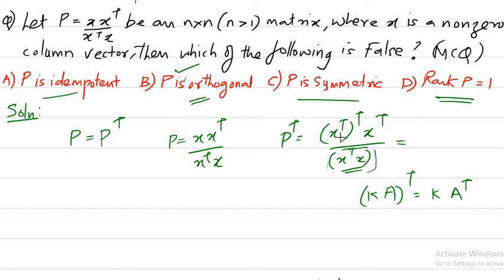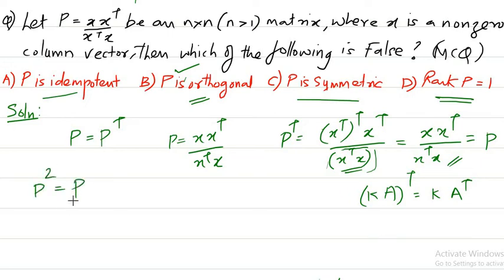Okay, and what is this? This is x transpose whole transpose is x, this is x transpose itself, and divided by my constant. So what I get is again equal to P. So that means what? The matrix is symmetric. It's a true statement. So we got that P is symmetric is a true statement, rank of P is 1 is also a true statement, and now we have to check whether P is idempotent. P is idempotent means P square has to be P.